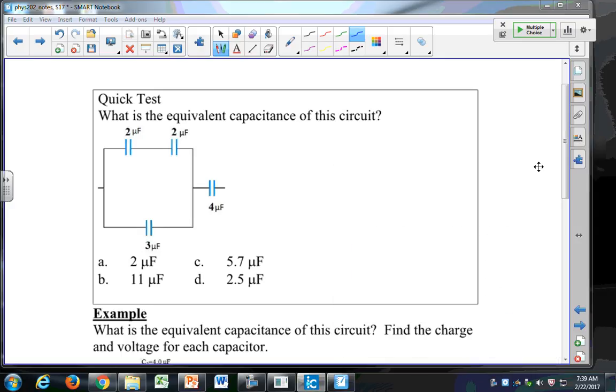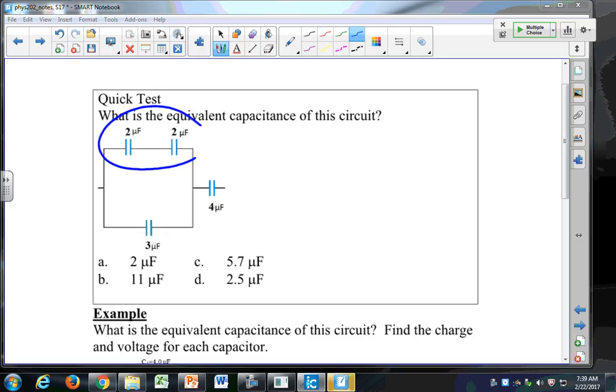Eventually you'll be able to look at these combinations of capacitors and not really have to think about it very much. You'll say a 2 and a 2 in series, well, that's equivalent to 1 microfarad. 1 over a half plus a half is equal to 1. And then a 1 and a 3 in parallel, well, that's just 1 plus 3, so that's 4. And then this whole thing right here is 4 microfarads. It's in series with 4 microfarads, and 1 over a quarter plus a quarter is equal to 2.